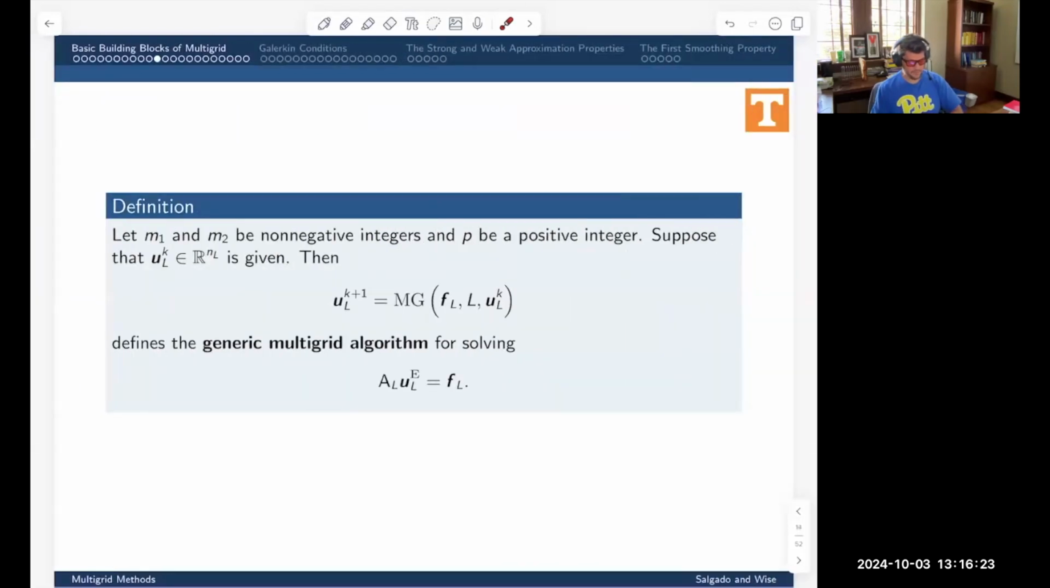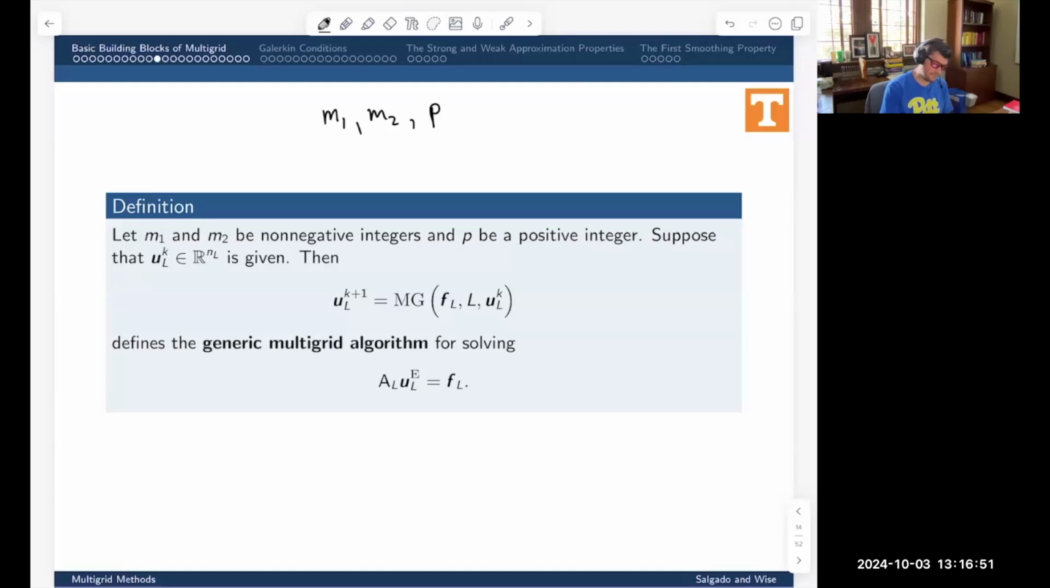All right, now that we have the multigrid operator defined, then defining the generic multigrid algorithm is fairly easy. So now we have a bunch of things that we need to specify. For example, M1 is the number of pre-smoothing steps, M2 is the number of post-smoothing steps, and P is what we call the cycle number. That's just some positive integer.